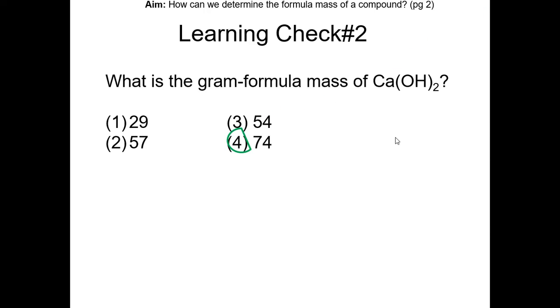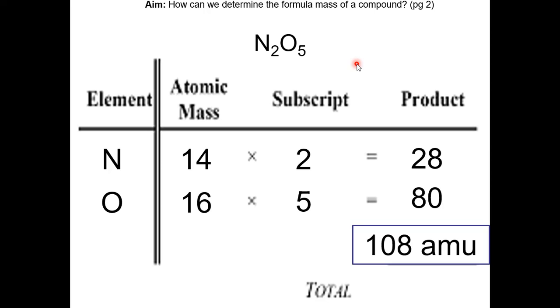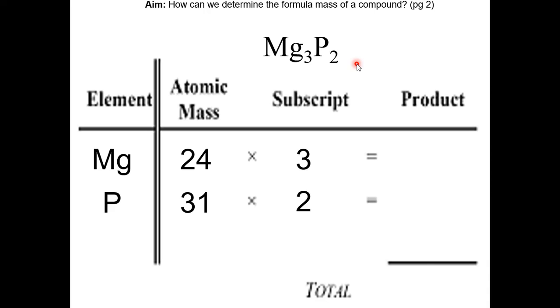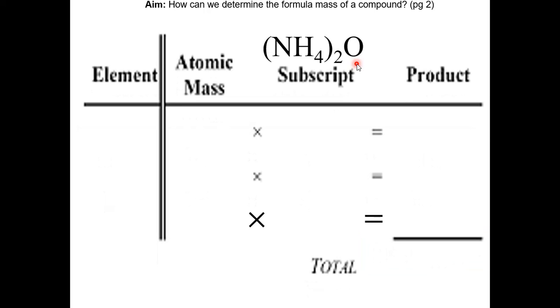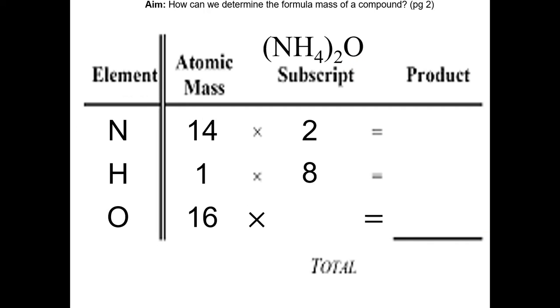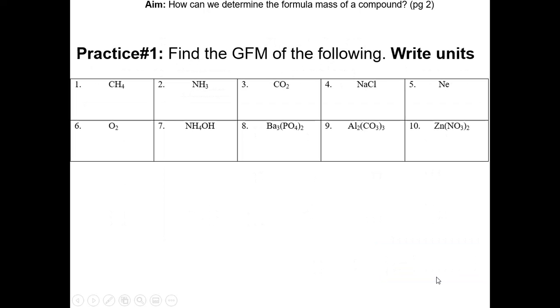Choice 4. So now I want you to do the rest of the examples by yourself. Pause the video and resume once you complete it. So here are the answers. N2O5 has a formula mass of 108 AMU. Mg3P2 has a formula mass of 134 AMU. The formula mass of ammonium oxide is 52 AMU.